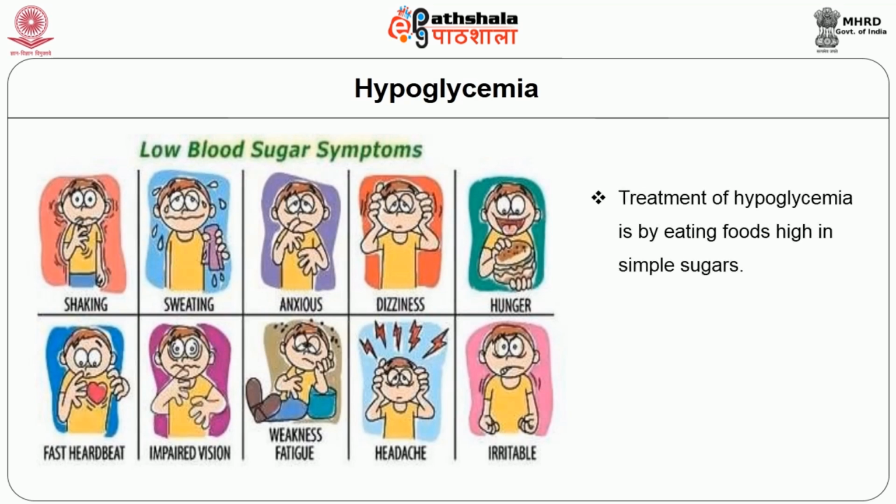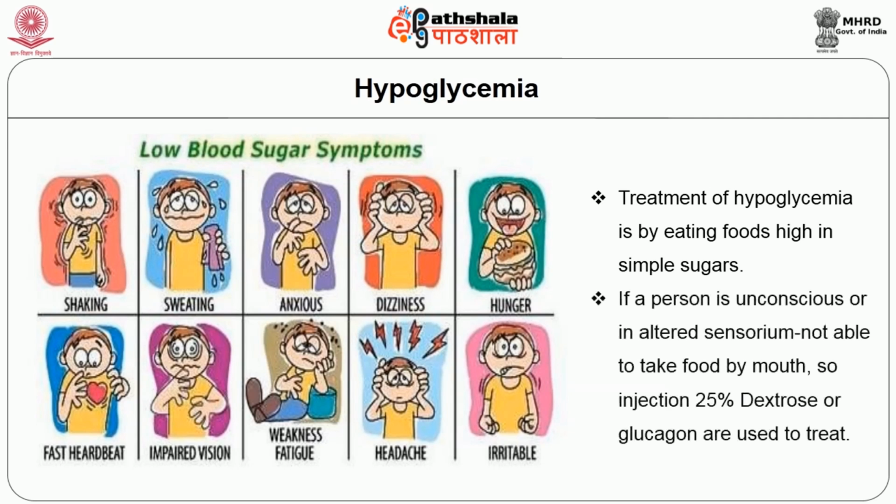Regarding the treatment aspect, treatment of hypoglycemia is by eating food high in simple sugars. If the patient is conscious, we can give fruit juice or water mixed with glucose. If a patient is unconscious or in altered sensorium, that means the patient is not able to take food by mouth, in such cases we have to give an injection of 25% dextrose or glucagon. It is used to treat hypoglycemia.